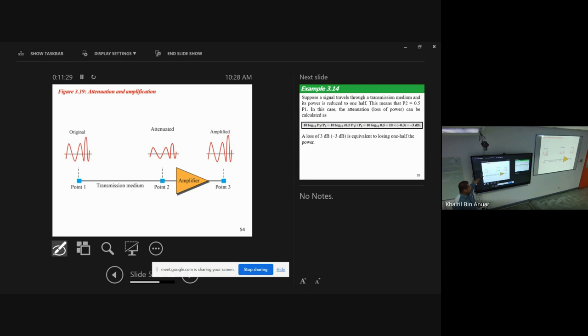So here it represents the original signal, then after the transmission, the energy loss, so you have the signal with a weaker energy, or weaker amplitude. So you have to amplify, and then you send it through the medium before it can be received by the end user. Or perhaps this is a transmission medium received by the device, amplify it first before you can use it to go to the upper layer.